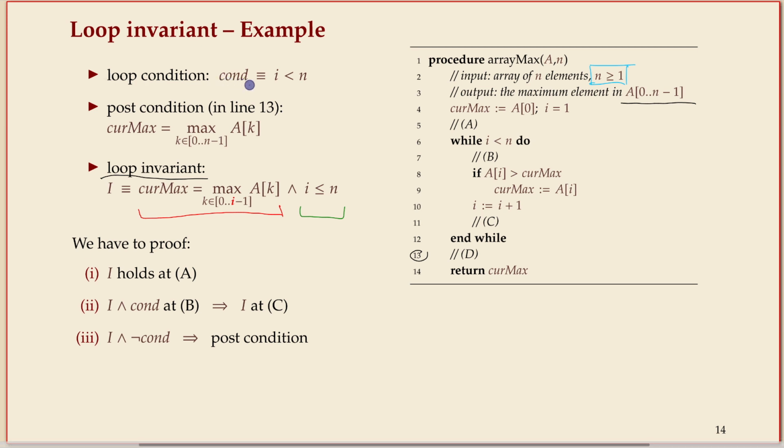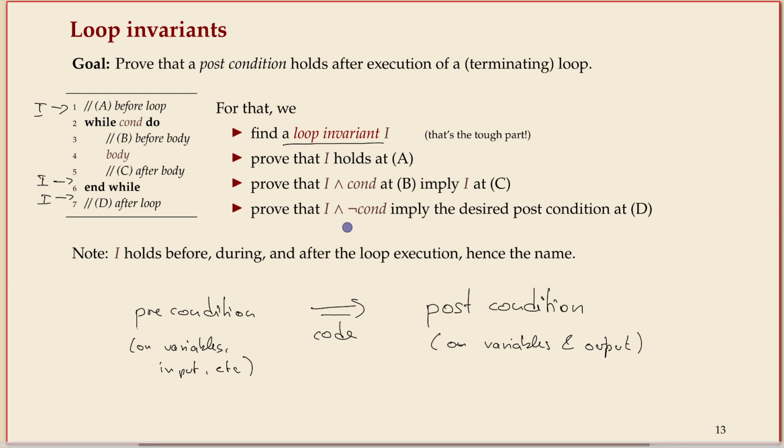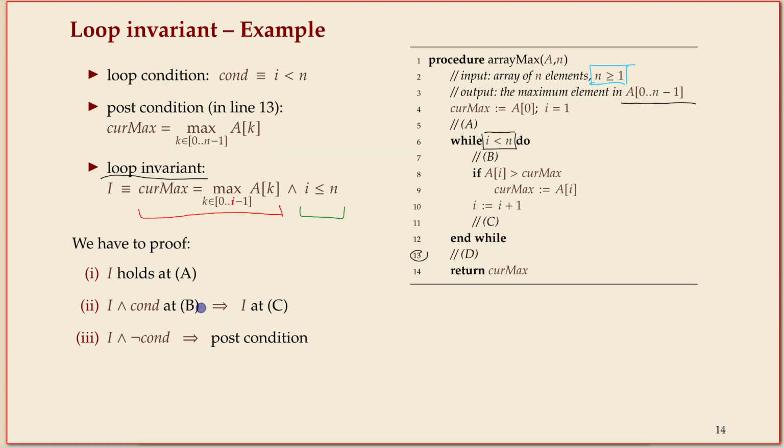I also use this in the template condition. That's the condition of the while loop, so that's just copied here. To follow the template, remember, we have to do these three things. We have to check that the invariant holds before the loop, that together with the condition of the while loop it implies that the invariant is reestablished after the loop, and that it gives us the desired postcondition at the end. These are the three things that we have to prove. So let's go through these one by one.